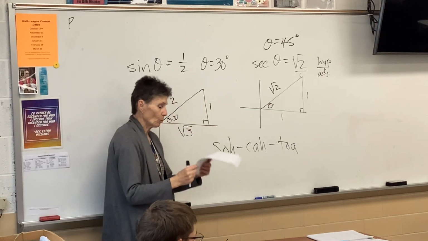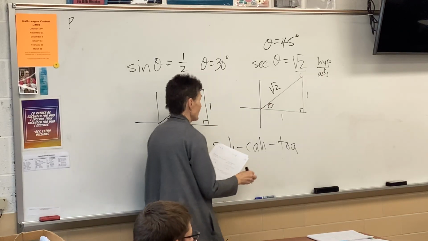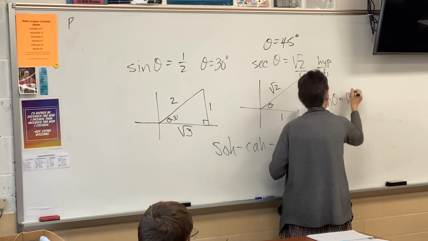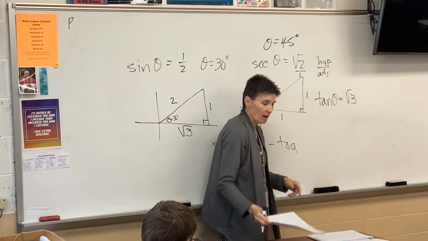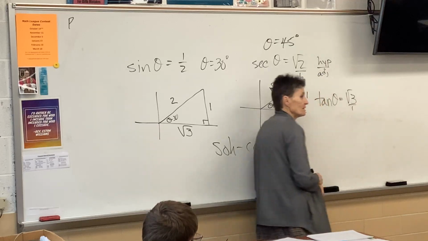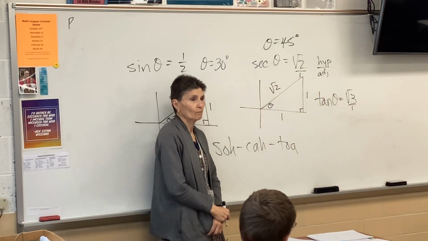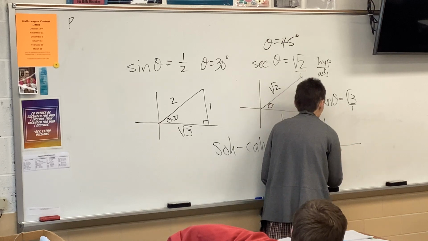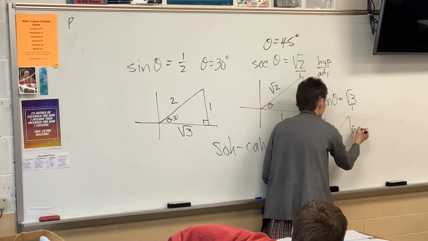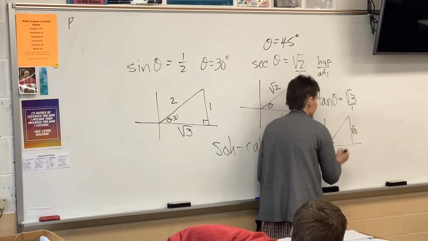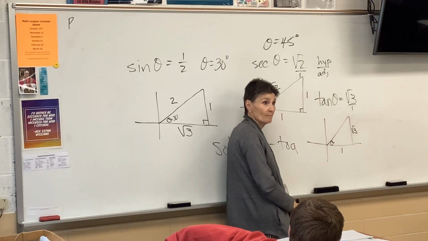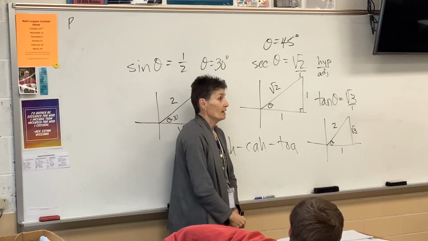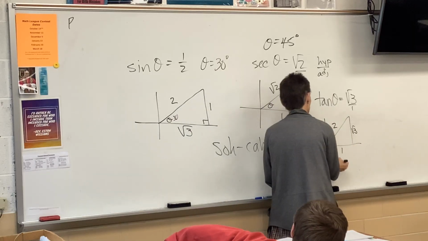We'll do one more together. We'll do C together. So this time the tangent is root 3. I'll make that root 3 over 1. The tangent is root 3 over 1. So the opposite is root 3, and the adjacent is 1. Hypotenuse is 2, and the angle is 60.